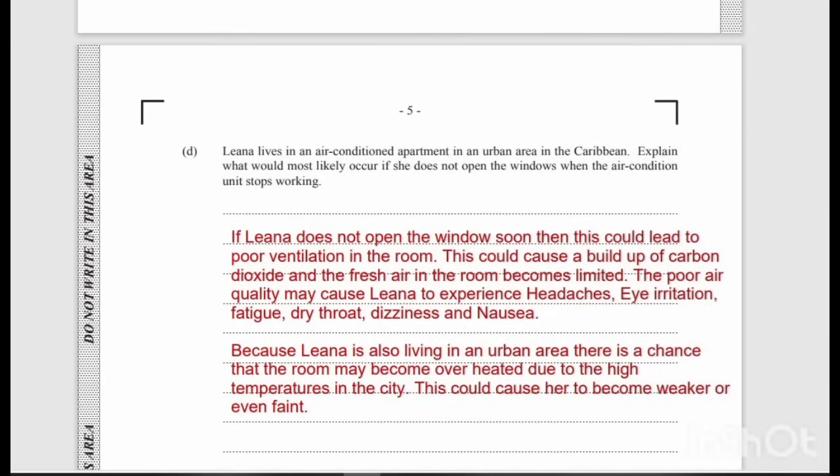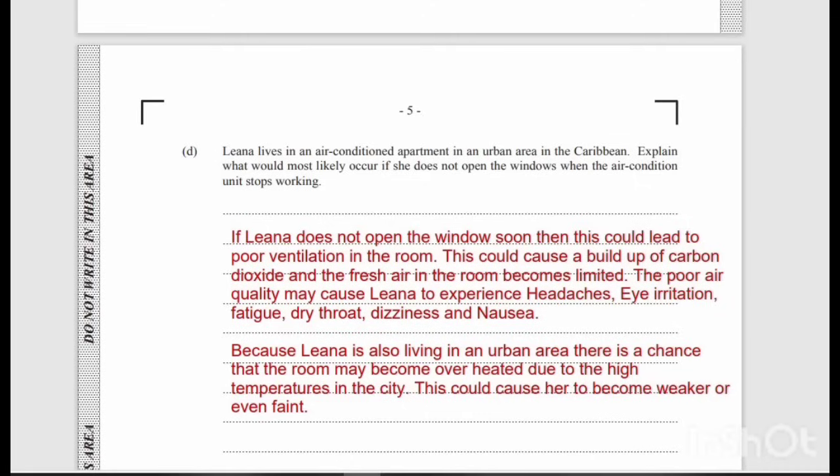The next part of the question says, Liana lives in an air-conditioned apartment in an urban area in the Caribbean. Explain what would most likely occur if she does not open the windows when the air condition unit stops working. If Liana does not open the window soon, then this could lead to poor ventilation in the room. This could cause a buildup of carbon dioxide, and the fresh air in the room becomes limited. The poor air quality may cause Liana to experience headaches, eye irritation, fatigue, dry throat, dizziness, and nausea.